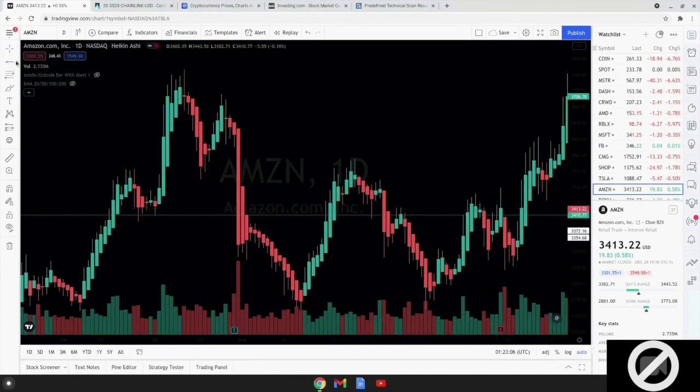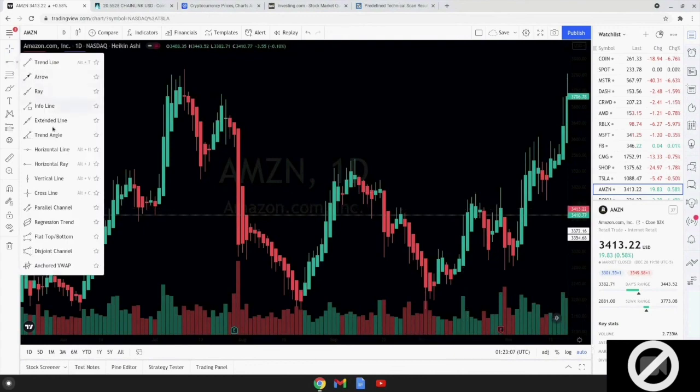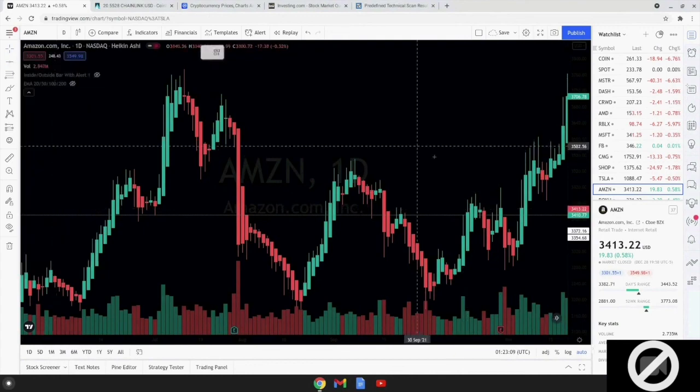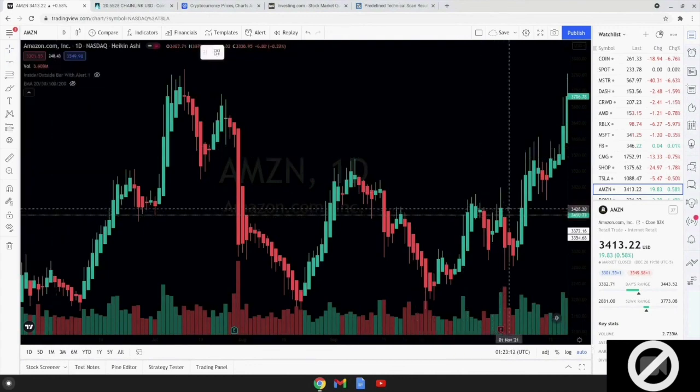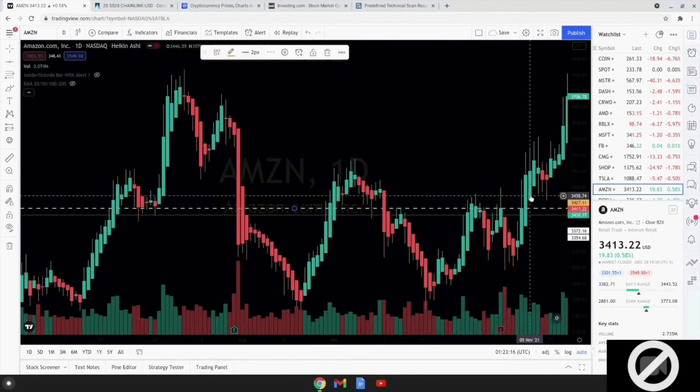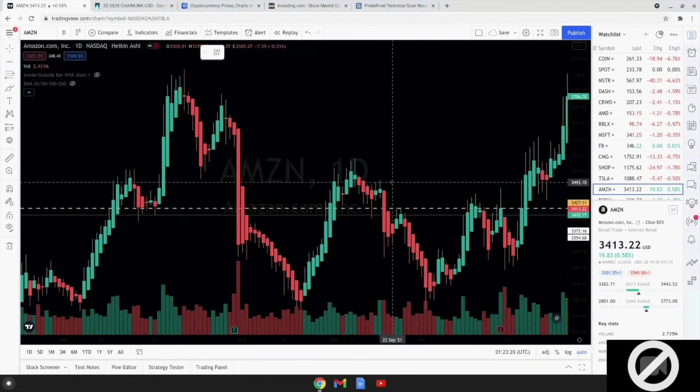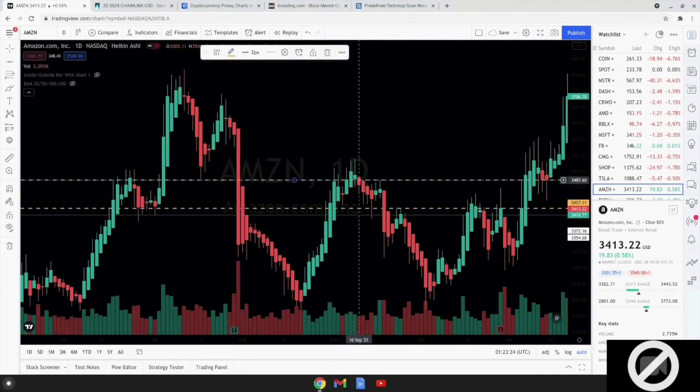Let me mark this up real quick. So this is the neckline. You want to get as many touches as possible right here, and then close above here. Continue to go up, and then you're like, okay, cool, where's my next level at? So I'm looking at this. I'm not even looking over here. I'm looking at this.